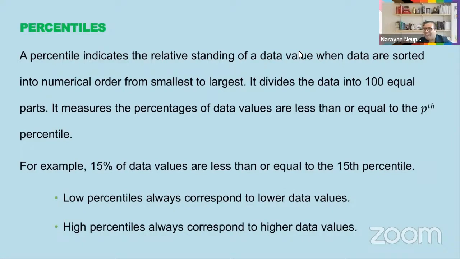We are in the last module. We are working on percentile. If you remember, when we talk about median, median is a single value in arranged data that divides the data into two equal parts.